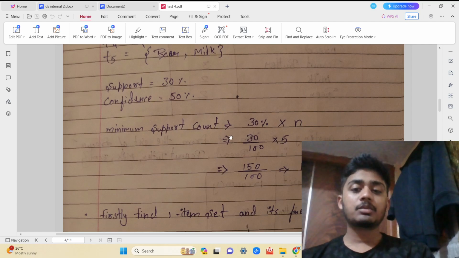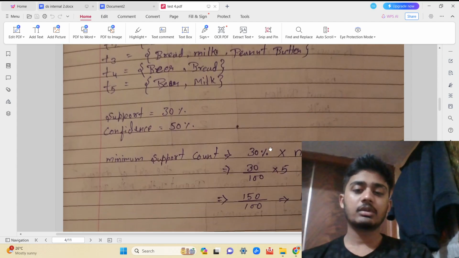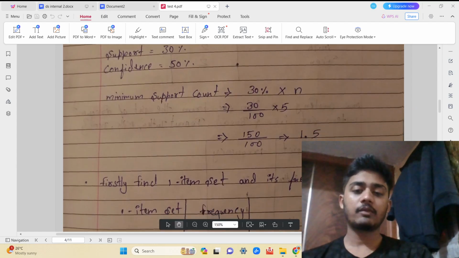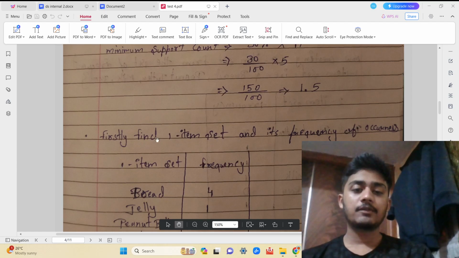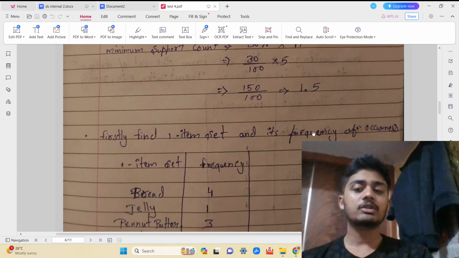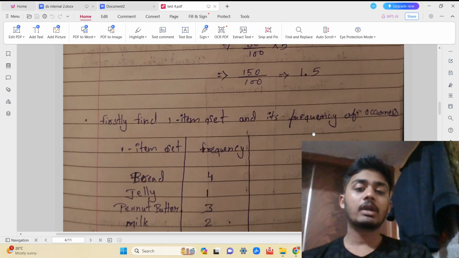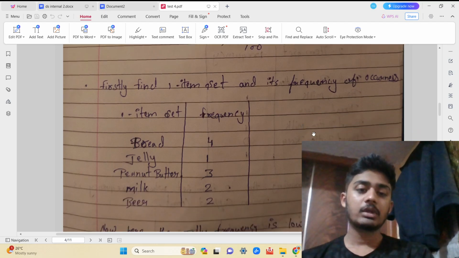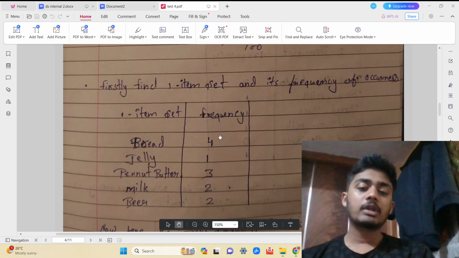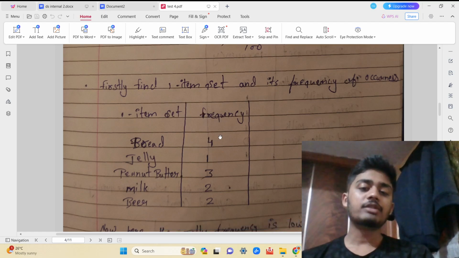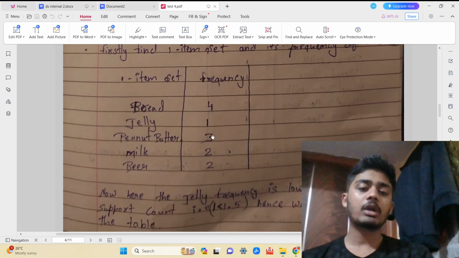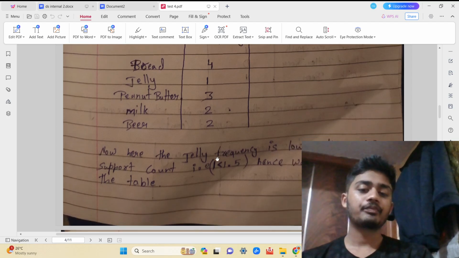Now, minimum support is given as 30%, so 30% into n, the number of transactions, will give 1.5. So firstly find one item set and its frequency of occurrence. Now we have to find one item set frequency. So here we have to write the bread, jelly, peanut butter individually and the frequency of their occurrence in every transaction. So like here bread has come 4 times, jelly 1, 3, 2, 2.